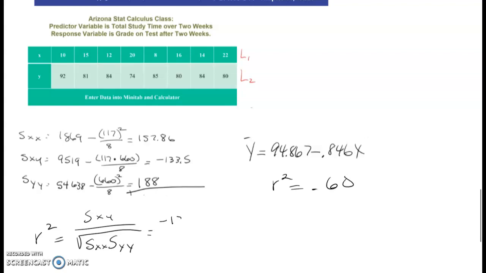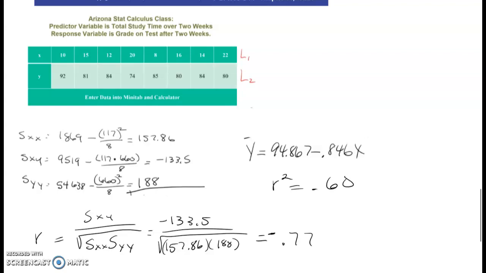So that's going to be negative 133.5 over the square root of 157.86 times 188, and rounding to the hundredths, I get negative 0.77. So here's where you need to be careful, because you might say, well, wait, I can just find R. I don't know why I had the square there, I'm terribly sorry about that. I accidentally put a squared on that one.